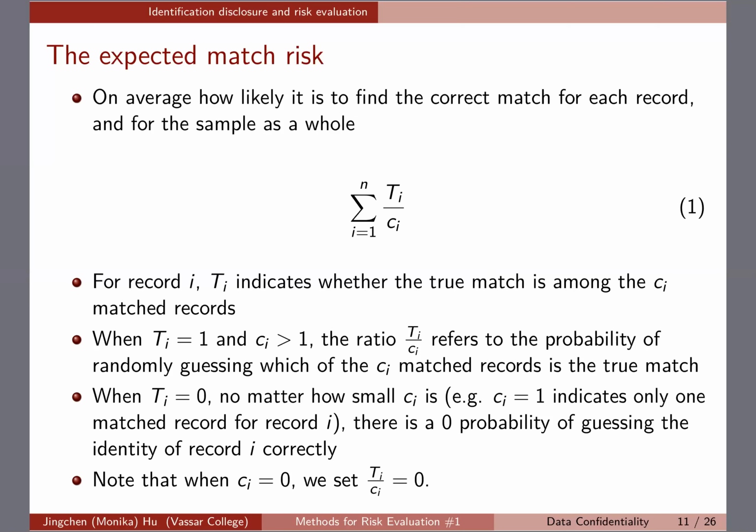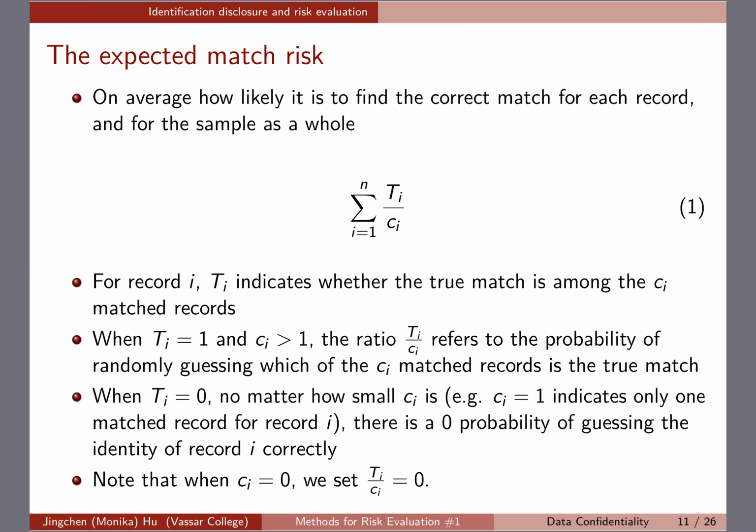Yeah. So in this case, we define expected match risk like this: say your CI is 5, right? You have 5 of them. If your true match is among them, then we assume that the intruder will just randomly guess 1 out of 5. So that's why we take the ratio of 1 over 5 instead of 1.